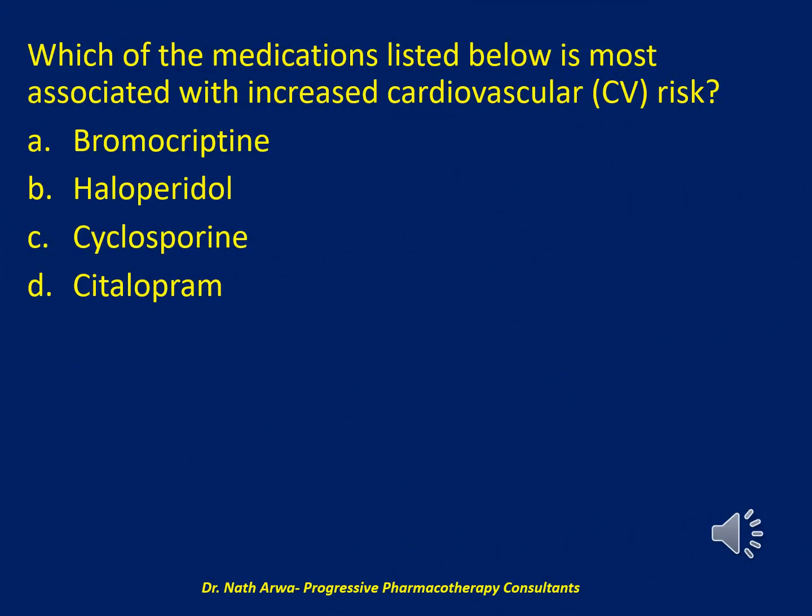And the next question reads, which of the medications listed below is most associated with increased cardiovascular (CV) risk? Is it A. bromocriptine, or B. haloperidol, or C. cyclosporine, or is it D. citalopram? I will give you 10 seconds to choose the correct answer to this question from the listed options.